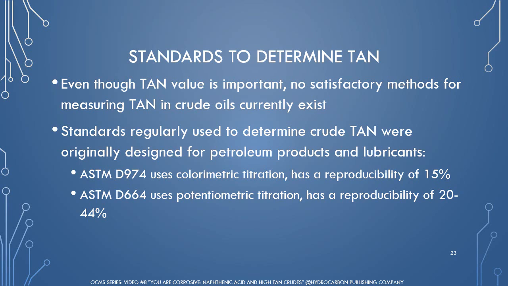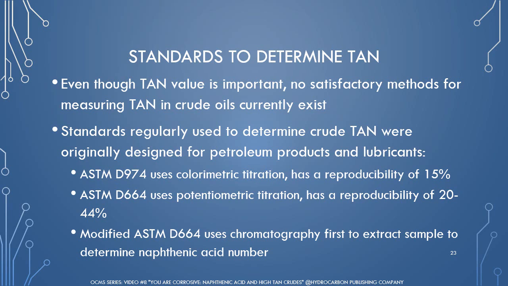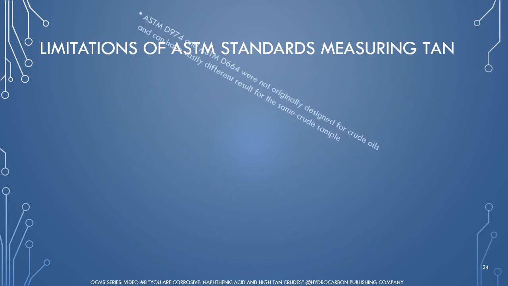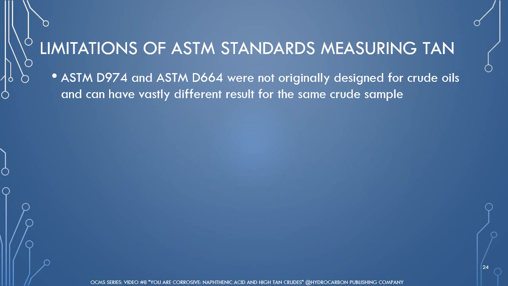A modified version of ASTM D664, which extracts a sample first using chromatography, can be used to determine naphthenic acid number. Because ASTM D974 and ASTM D664 were both specifically designed for other petroleum products, results for one crude oil sample may vary among different laboratories.